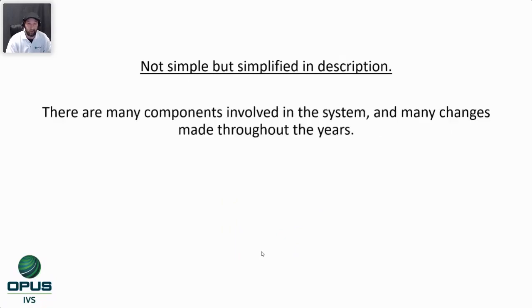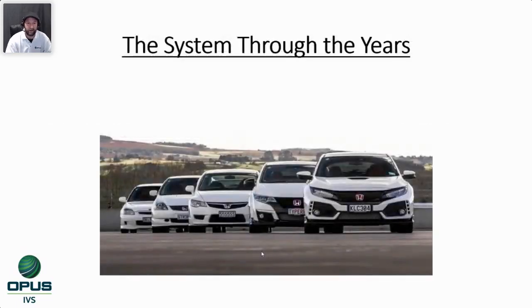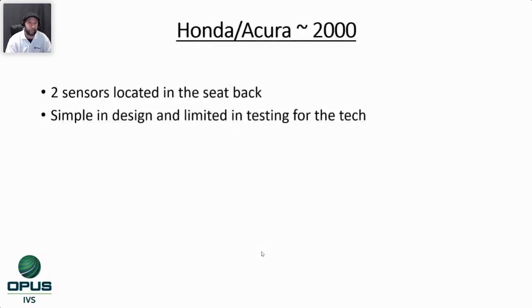So it's not really simple, but it's simplified in its description, and we'll get into a lot of that. There are many components involved in the system, lots of changes that they made throughout the years. As we go through the years, you're going to start to see a lot of changes. We know that all of our vehicles out there on the road now are changing. We have lots of progress in the field of things like advanced driver assistance, and not only that, but also our restraint systems as well.